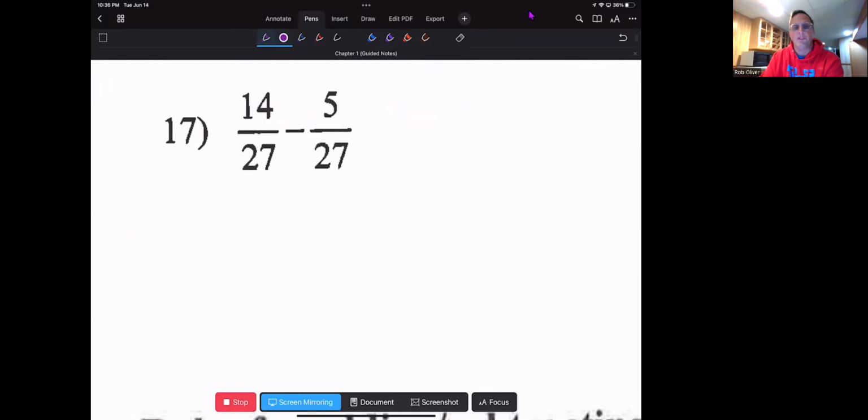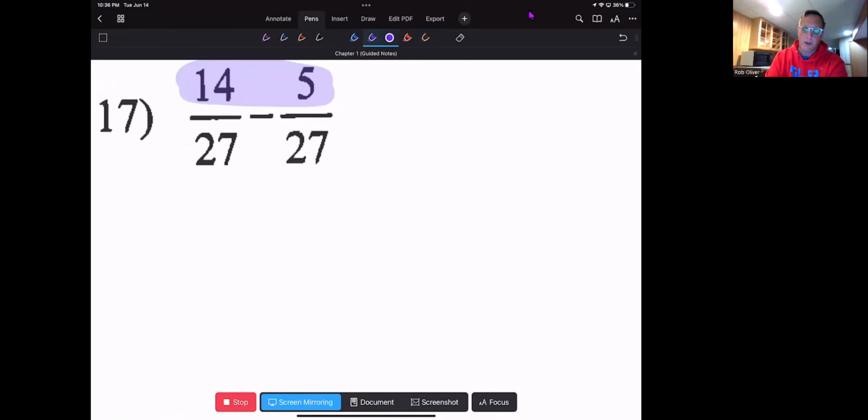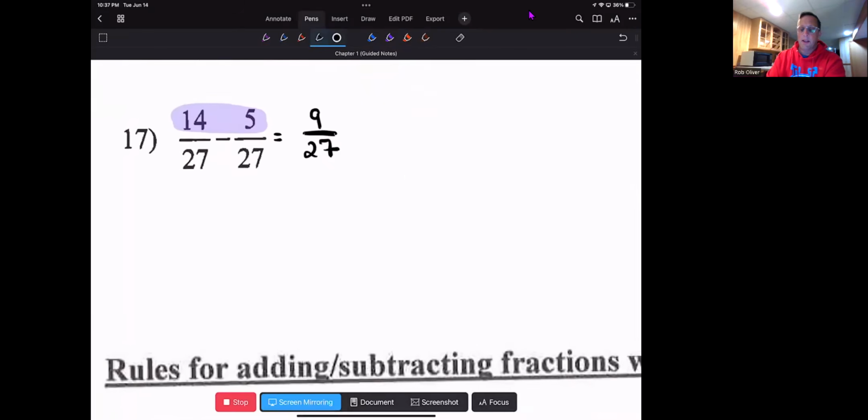Same deal, but this one is just subtraction. So 14 minus 5 is what we're going to focus on. Just do the 14 minus 5. Don't subtract the denominators, because if you subtract 27 minus 27, that's 0, which makes the fraction undefined. It's not possible to have 0 as a denominator. It just does not work. So 14 minus 5, that's 9. So we've got 9/27.